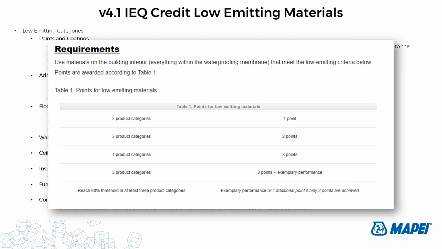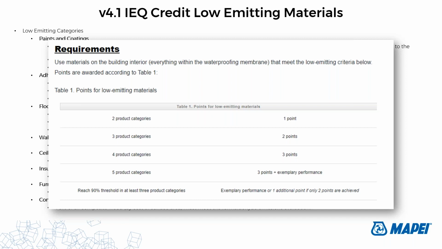So points are awarded based on the number of categories that were achieved. Project teams must meet the requirements of 2 of these categories for 1 point. The more product categories they achieve, the more points they can get. If you meet 4 product categories, you meet the max points allotted for low emitting materials. If you achieve 5 categories, you achieve the maximum points allotted plus an optional bonus point or exemplary performance point. There's also an option if you meet 90% or greater in these categories. Again, under version 4, that was difficult, and now they've added it in as a point option.